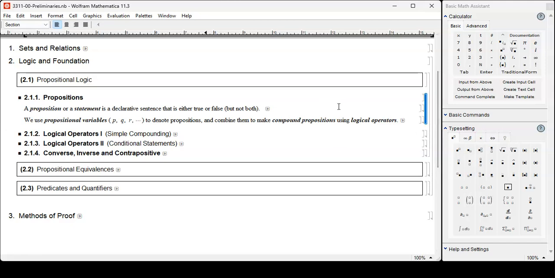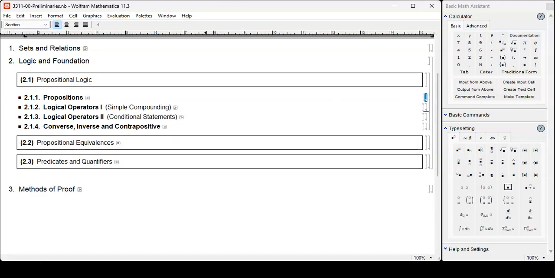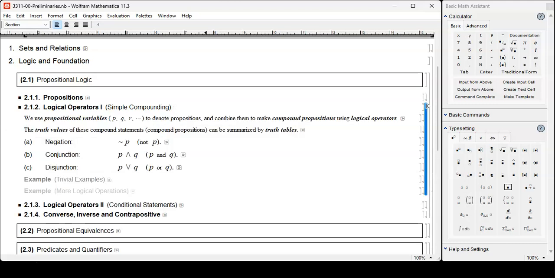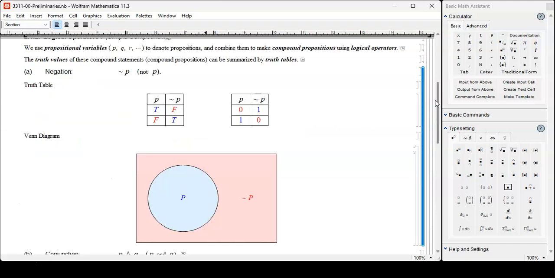And then if you have multiple propositions, you can compound those together using logical operators such as these. Standard 3: negation, conjunction, and disjunction. Negation, not P, goes like this. True becomes false, false becomes true. By the way, if you use digital logic, 0 is false and 1 is true. And then here's the Venn diagram associated to that.